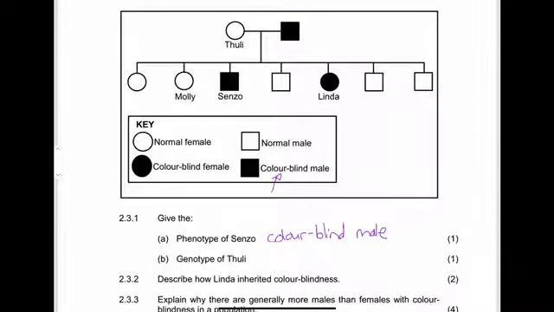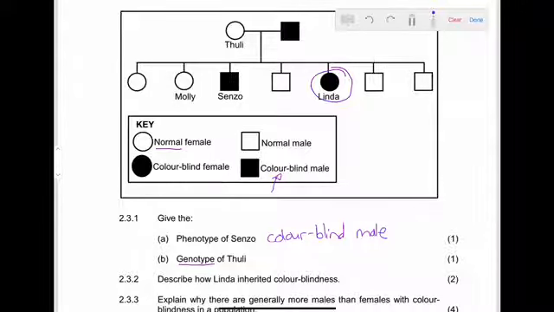Give the genotype for Tuli. Using the key, you can see that Tuli is a normal female, but they've asked for genotype. The fact that we have Linda, who is a female who is affected, means that she must have inherited 2 X chromosomes that both have recessive alleles, one from her mother and one from her father. So her mother, therefore, must have the recessive allele, but her mother appears normal, so she must be a heterozygous individual.